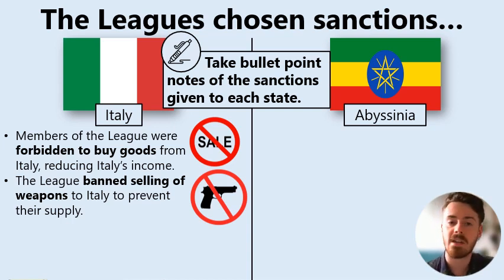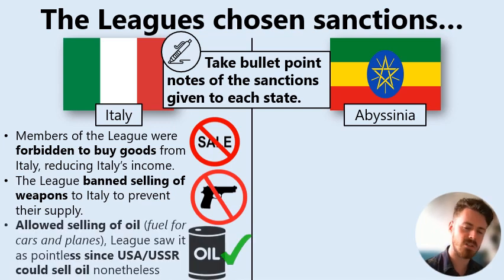There's one other thing that they could sanction, which is oil. Oil, as you might know from your science lessons, is used to create things like petrol and kerosene, a number of different chemicals. But fuels, they power your cars, your boats, your planes. You need that stuff to essentially work. And the League, if they banned the sale of oil, would stop Mussolini from being able to use his cars, his weapons, whatever. But they didn't do it.